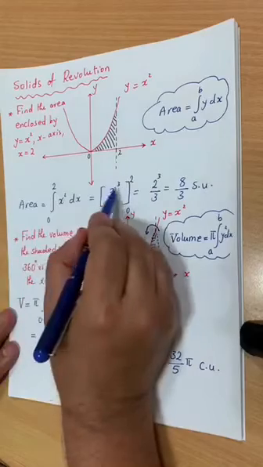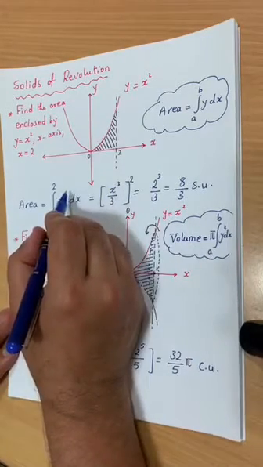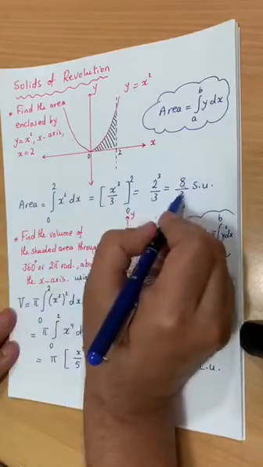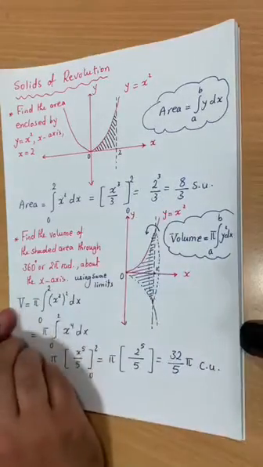Integration of x squared is x cubed over 3 from 0 to 2, because you have to add 1 to the power and divide by the new power. 2 cubed is equal to 8 over 3, and replacing 0 will give you nothing, which is 0. Then the answer is 8 over 3.